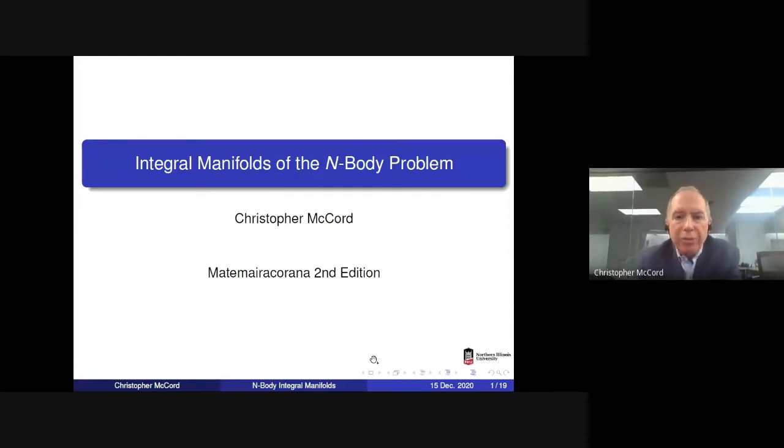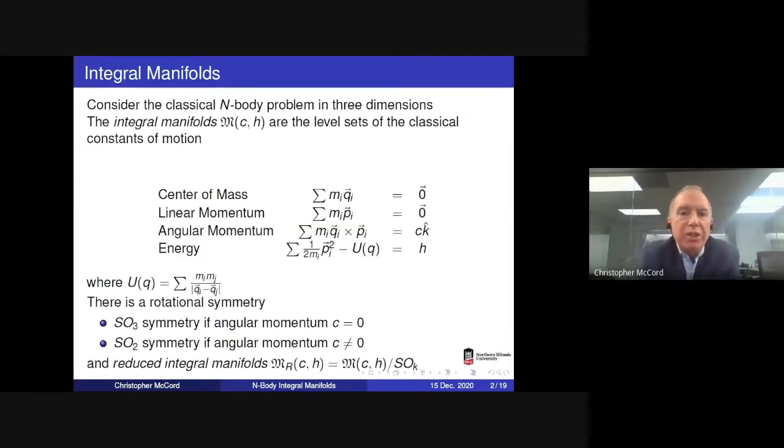So, integral manifolds of the n-body problem. This is a well-known classical problem. The integral manifolds are obtained by taking the traditional n-body problem in three dimensions, the spatial problem, that'll be the focus. The integral manifolds are the well-known level sets of the classical conserved quantities: center of mass and linear momentum set to zero, fixing angular momentum, without loss, I'll always orient it along the z-axis, and fixing energy.